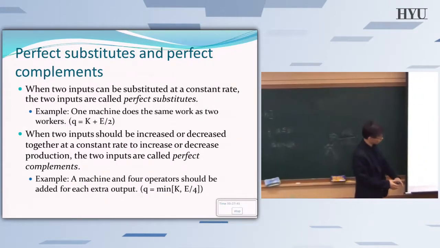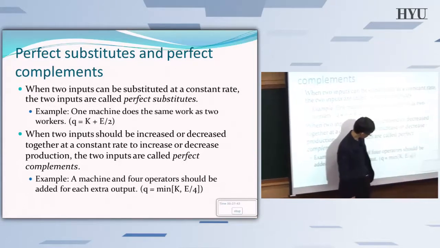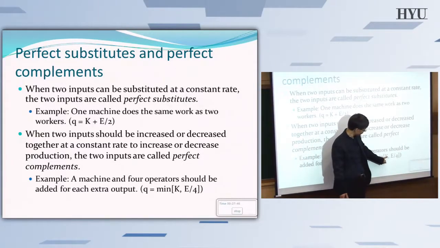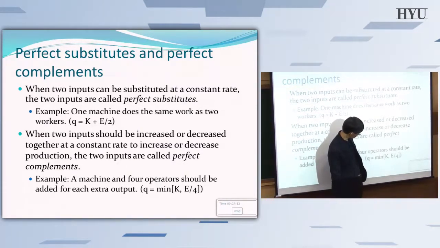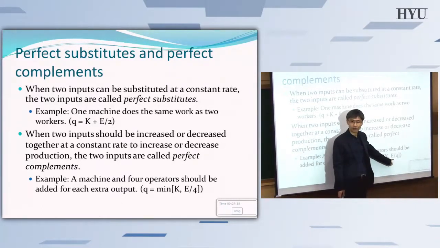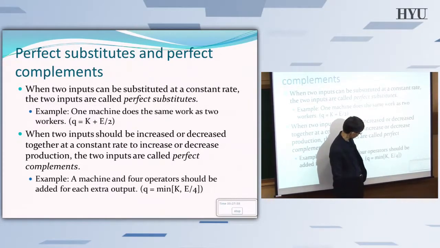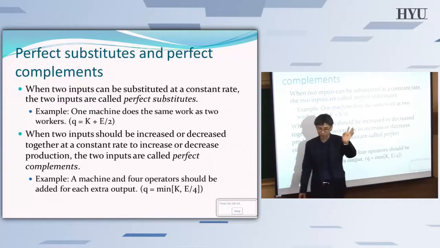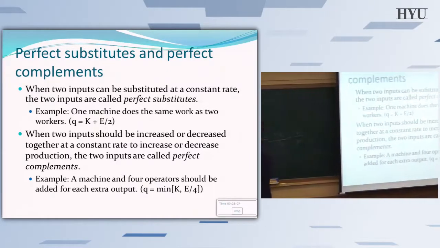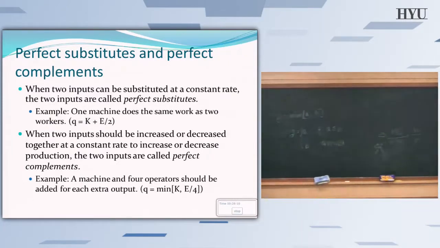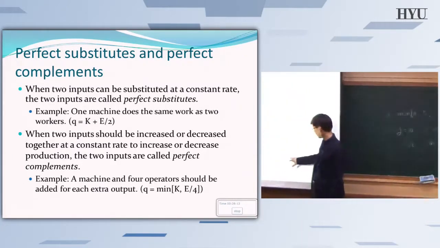So in this case, what does it mean? Let's say you have one machine and three workers. Then what you have is 1 and 3/4, that's not good. So Q is 3/4. Well, let's assume that you cannot have 3/4, you have 1, 2, 3 as integers. So that means it gives you 0. I can make the function more complicated, but you can think of it that way.